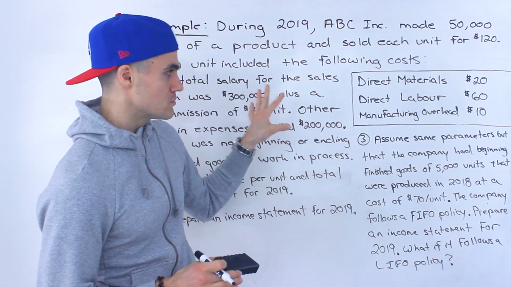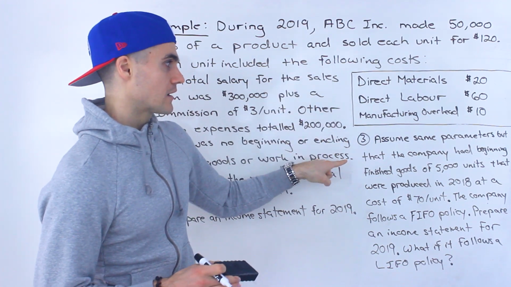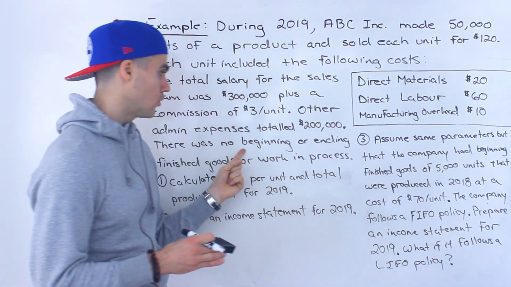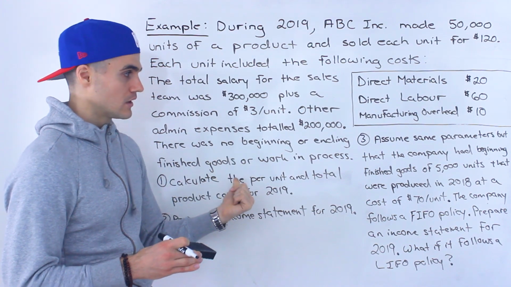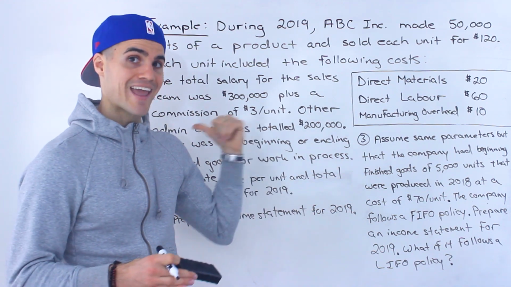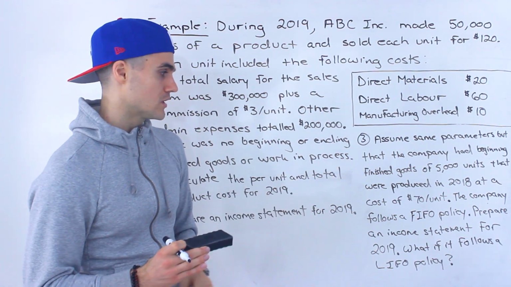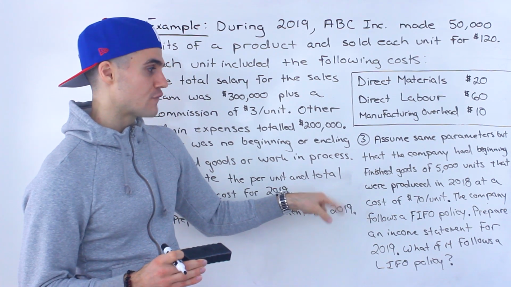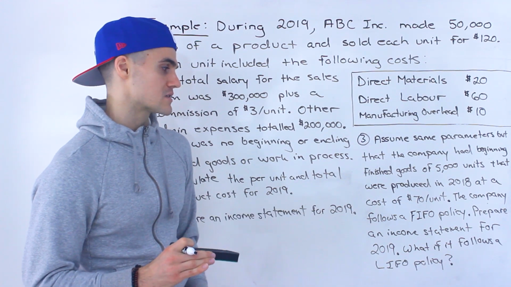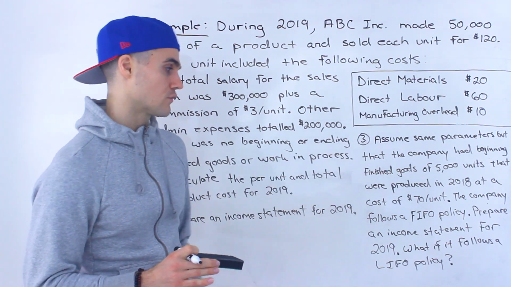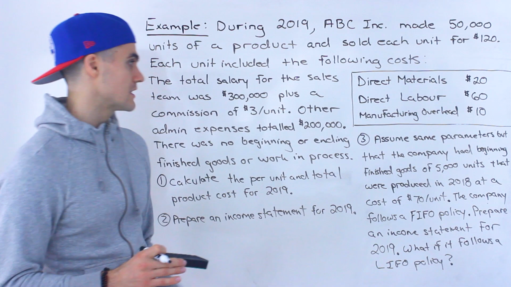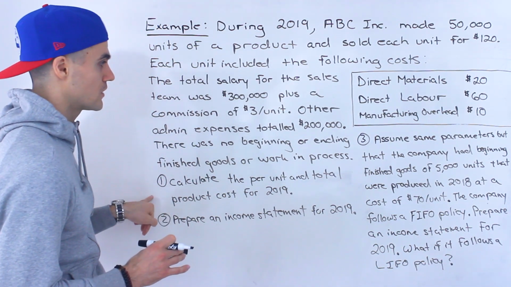We're told that we're going to assume the same parameters that were given, but that the company had beginning finished goods of 5,000 units. If you remember, there was no beginning finished goods before, but now we assume there are beginning finished goods of 5,000 units that were produced in 2018 at a cost of $70 per unit. The company follows a FIFO policy, first in, first out, and we have to prepare an income statement for 2019 given that new information. Then they're also asking, what if it follows a LIFO policy? We will get to that. Let's focus on these first 2 questions.